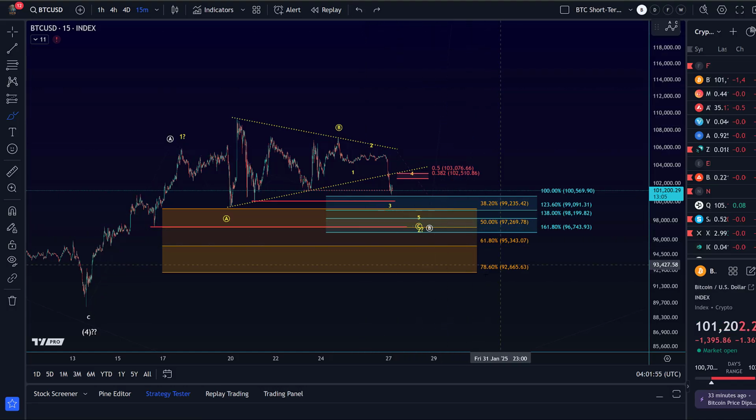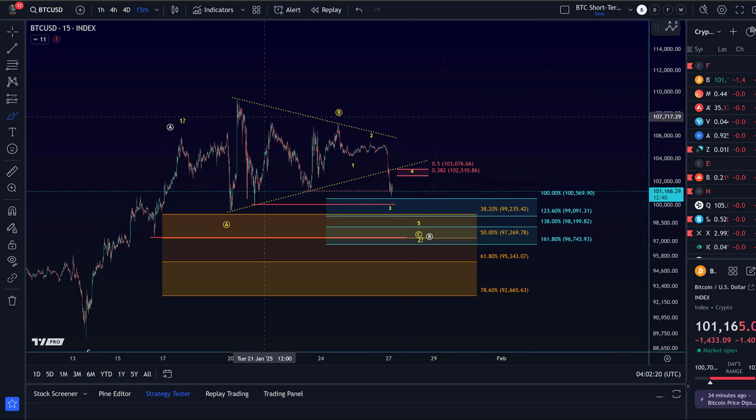Support is still between 92,665 and 99,235. And then based on the internal structure, which I'm not too confident about, I have added a target area, which I communicated earlier today on Discord, between 96,740 and 100,570. And the price already reacted to it, okay?